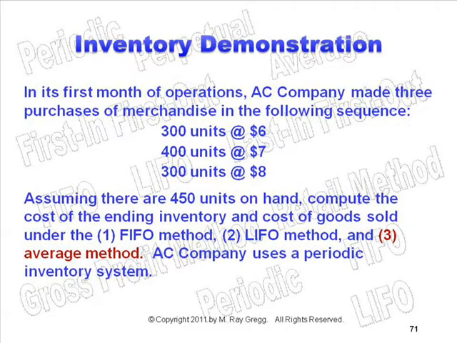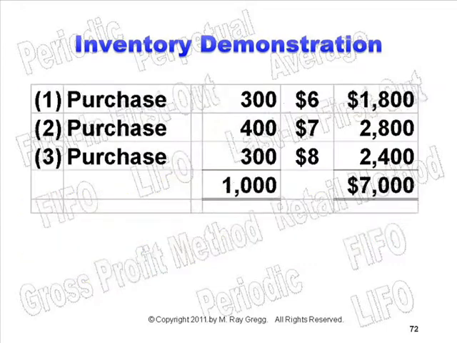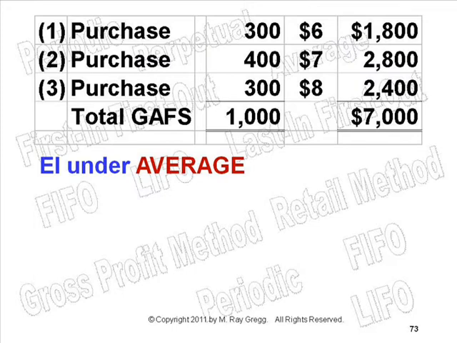The instructions of the problem ask us to calculate these two things, ending inventory and cost of goods sold, under the FIFO assumption, the LIFO assumption, and the average assumption. We've done FIFO and LIFO. Let's turn our attention to the average assumption. Under the average method, our first task would be to find the average itself. And technically, the name of this method is weighted average.